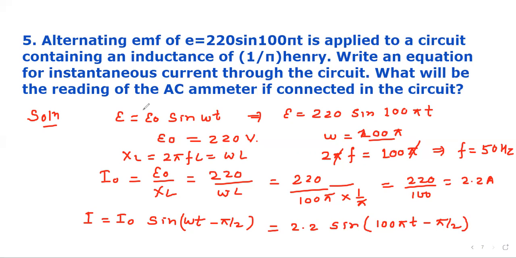Now, next part is what will be the reading of an AC ammeter? AC ammeter reads IRMS value. So IRMS we can find, and that would be I0 divided by root 2, and I0 we have got as 2.2 ampere. So we put this value here, 2.2 divided by root 2. So if we put the value of root 2 as 1.414 and then we divide, we will get 1.556 ampere.